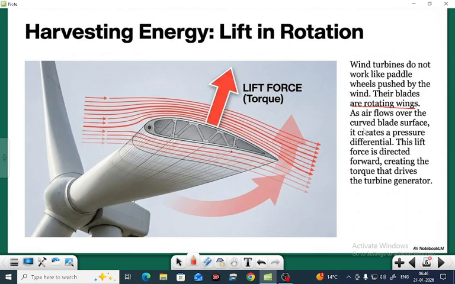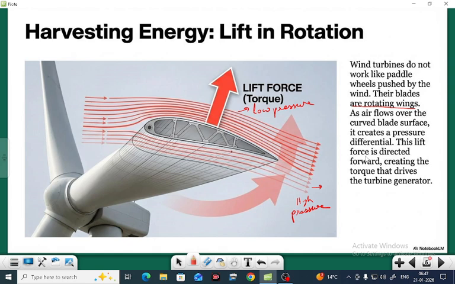As air flows over the curved blade surface, you see here, as the velocity at this region is more, it creates a low pressure zone here. And when the velocity at this position is low, it creates a high pressure zone at this position. So as air flows over the curved plate surface, it creates a pressure differential.